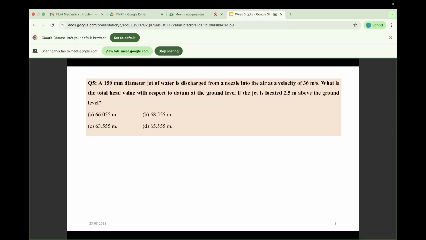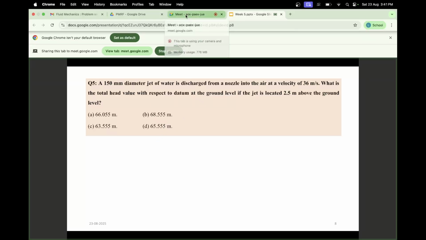So what is given? Velocity is given, diameter is given, and this datum value is given. So you need to find out the total head. So where does this concept of total head come from? This concept of total head comes from Bernoulli's equation. So you can easily solve this one, right? So please try to solve this one. I am giving just 1 minute because it's a simple question.